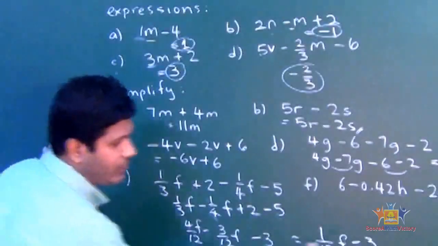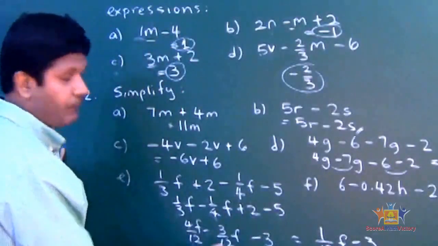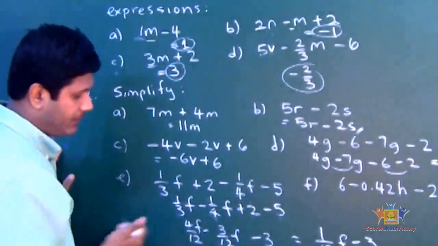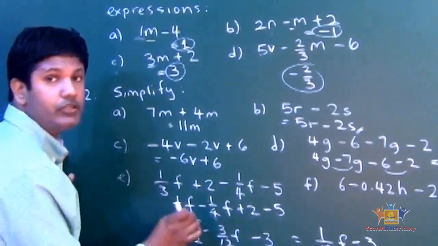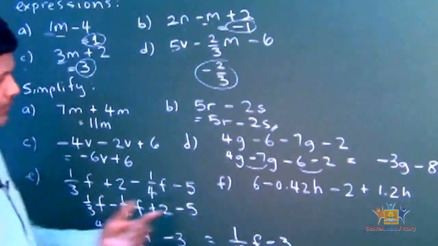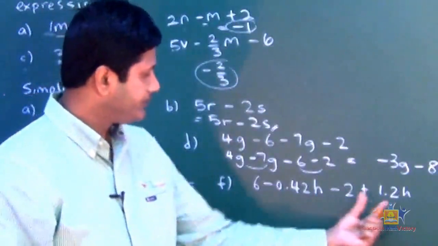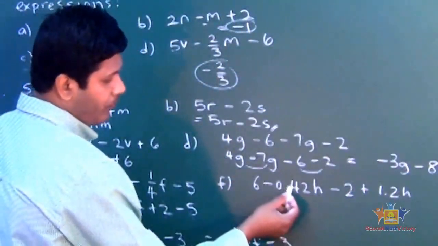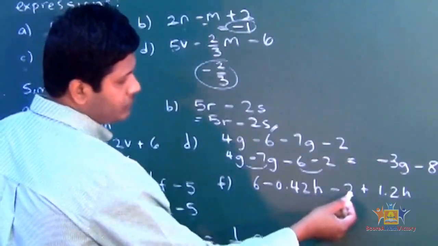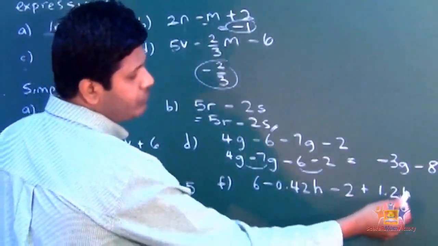Alright, so pretty straightforward, what we learned from our fraction. Keep in mind this is something we learned from our fraction. You've got to have a common denominator in order to be able to subtract them. Now look at this one, we're dealing with decimals. So we've got 6 minus 0.42h minus 2 plus 1.2h.